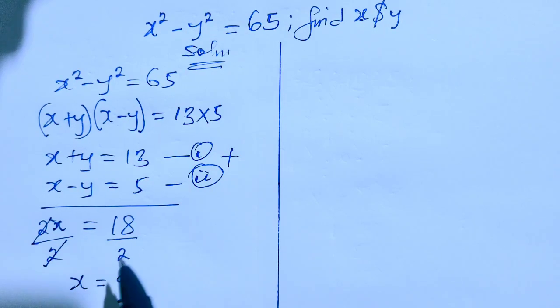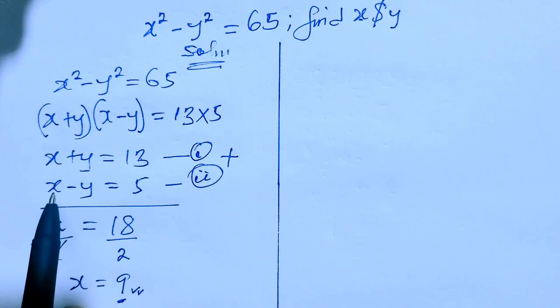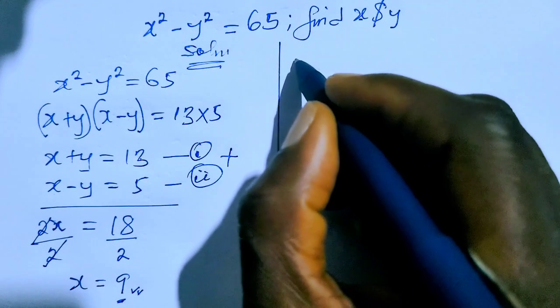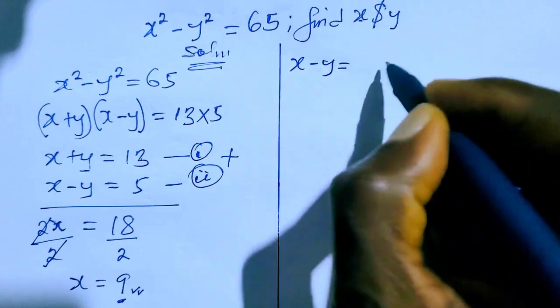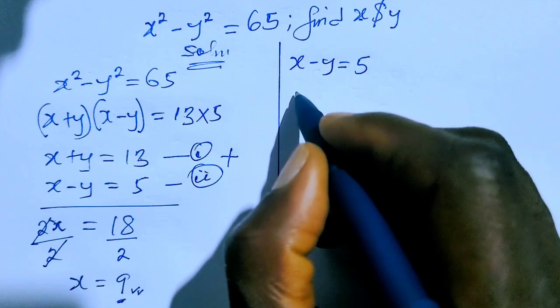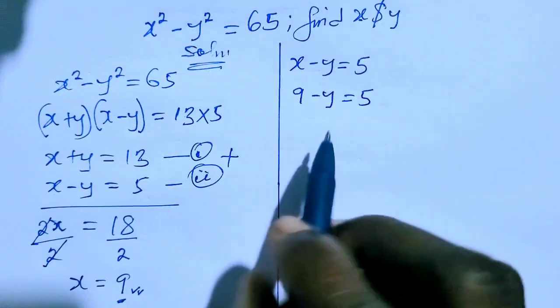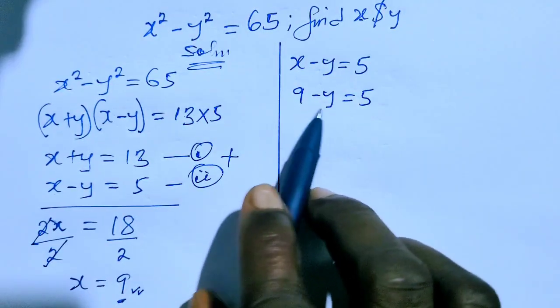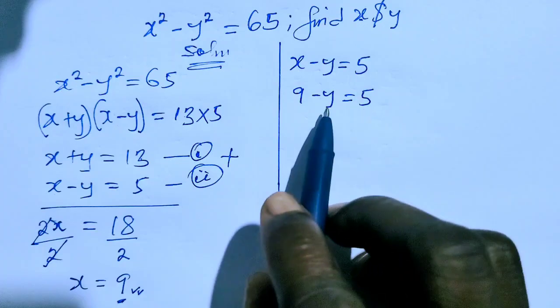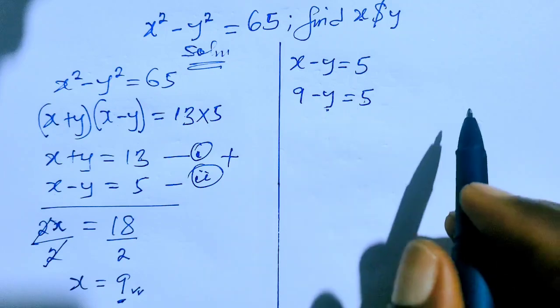Now, to get the value of y, we are going to substitute this value 9 for x in any of these equations. Now, let us use equation 2. In equation 2, we have x minus y equals 5. As we substitute 9, we are going to have 9 minus y equals 5. Now, to get to y, we are going to collect like terms. We move minus y to the right hand side of the equation, and we move 5 to the left hand side of the equation.